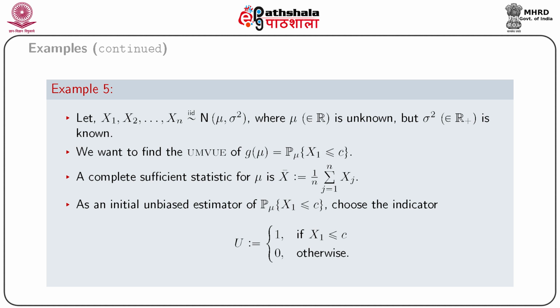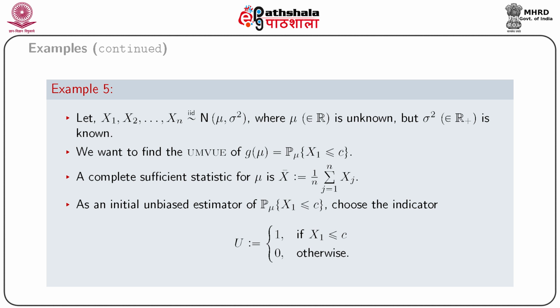Next, we consider another example. Let X1, X2, up to Xn be a random sample of size n drawn from a normal distribution with mean mu and variance sigma square, where mu belongs to the real line and sigma is greater than 0. Here, mu is unknown but sigma is known. Suppose we want to find the UMVUE of pi c equals probability X1 less than or equal to c, where c is a known constant.